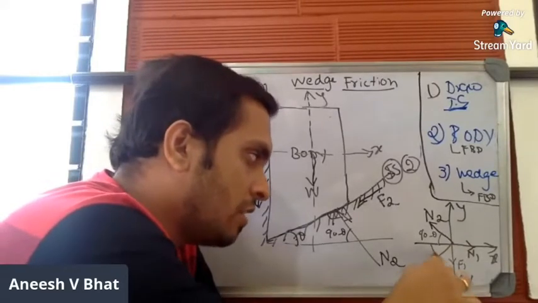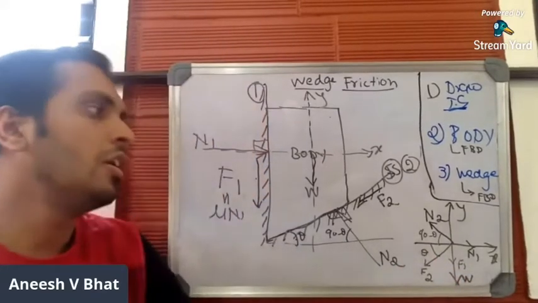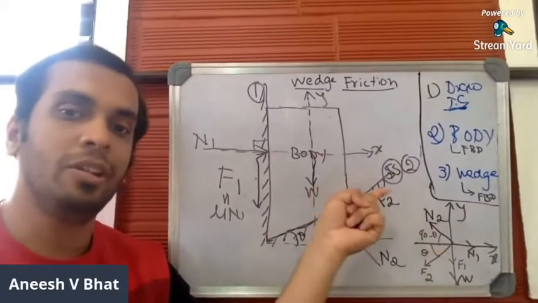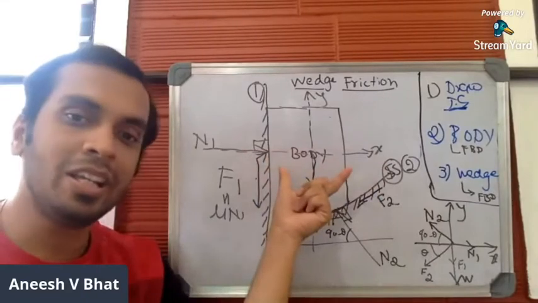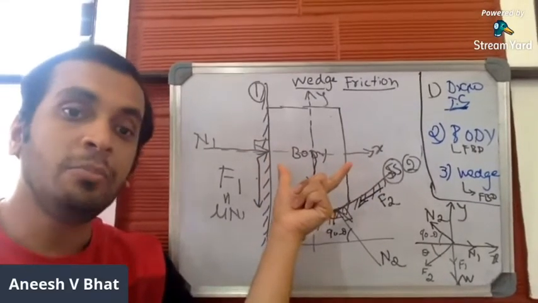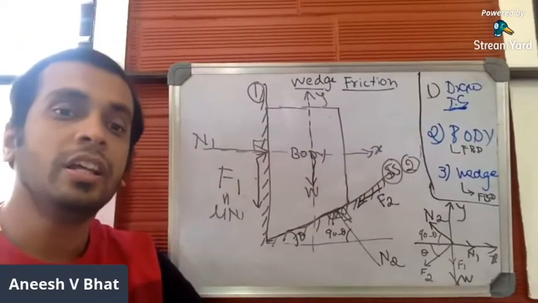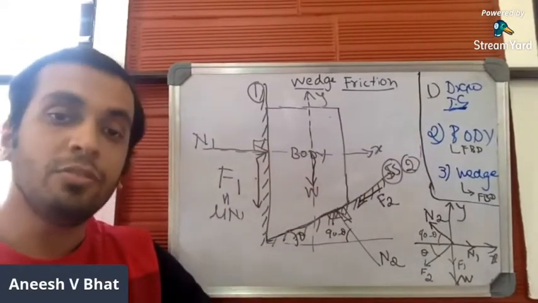F2 making an angle theta with respect to horizontal. So this will be the free body diagram of the body, only the body. We have to consider only the body, and the body is in contact with the vertical surface as well as the imaginary surface. So you have to mark all the forces.